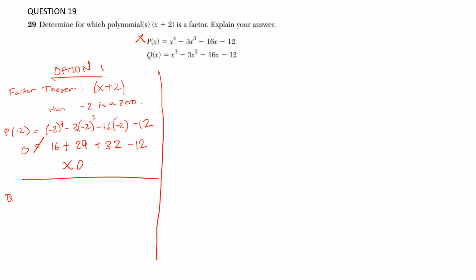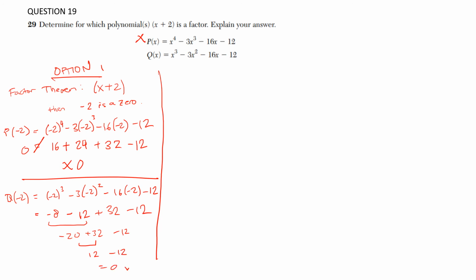Let's try q of negative 2. So it's negative 2 to the 3rd minus 3 times negative 2 squared minus 16 times negative 2 minus 12. If we work this out, this is negative 8. This is negative 12. Add 32 minus 12. So this here is negative 20 plus 32 minus 12. This here is 12 minus 12 equals 0. So that works out. So we know q is the answer, and just by showing this, you can justify that.